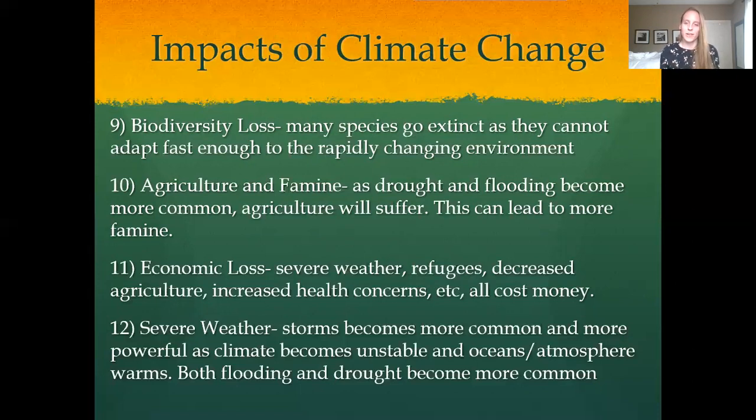And then severe weather is also becoming more common. So we know that things like hurricanes become stronger, and really strong hurricanes become more common as the oceans warm. Hurricanes get their energy from warm water. So yeah, hurricanes become more common, droughts, floods, typhoons, all of that kind of stuff.